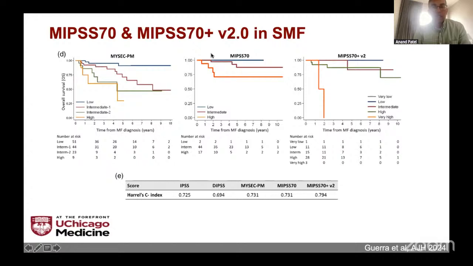And by that same token, if you've had molecular mutations checked either at diagnosis or when there was progression to myelofibrosis, you can further refine things and use the MIPSS70 plus version 2.0. Again, we're looking at the C-index, and the closer you are to one, the better. The MIPSS70 version 2.0 has a C-index of 0.79 compared to the MYSEC-PM, which is 0.73. So the DIPSS Plus and the MIPSS70 version 2.0 both work very, very well at assigning a prognostic score for patients with secondary myelofibrosis.